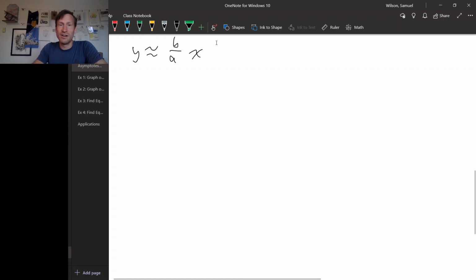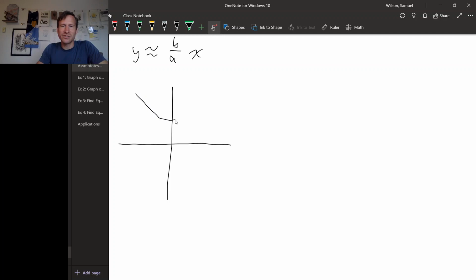One quick note on the asymptotes of a hyperbola. We looked at the asymptotes of a hyperbola that opened horizontally. Let's look at the asymptotes of a hyperbola that opens vertically, like this.